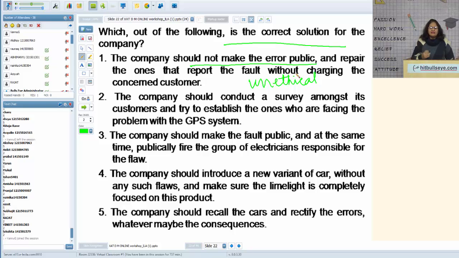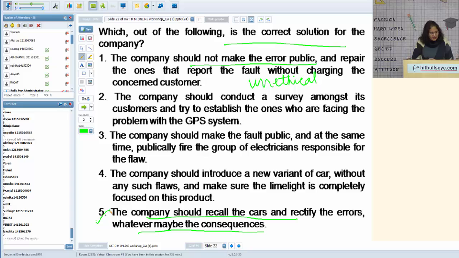As I said, we just need to see what Maggie did. So Maggie recalled each and every packet and they said, okay, let's wait for 3-4 months, and it was ready to face the consequences, whatever may be it. It was ready to face the financial loss, but not harm its brand image. It's dealing with the customers. The customers have to be there. Your association with them should be very sacrosanct. And the company should recall these cars and rectify the error, whatever may be the consequences. So that is very important, and that is your correct option.